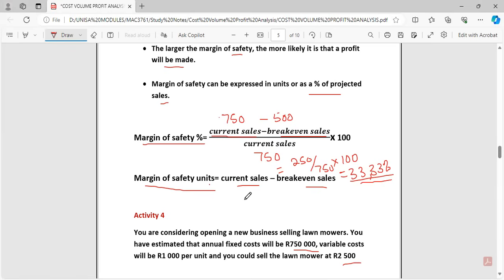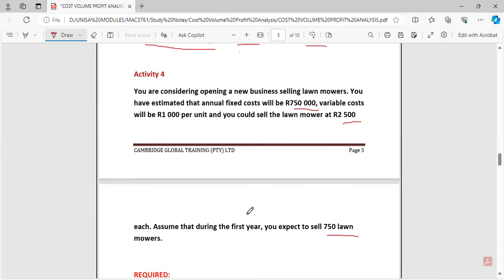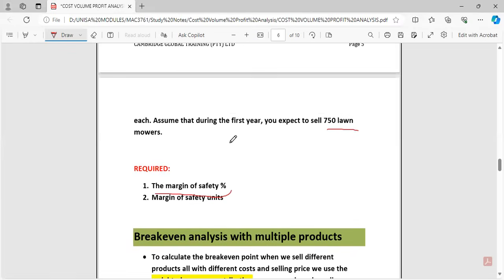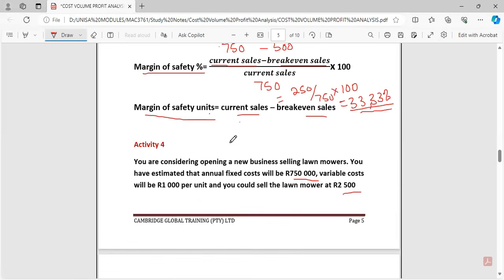Then when they say margin of safety in units, this one is easy. And for your third level, we won't meet all this. We're just doing revision. These questions are for 2601. The questions that we are going to meet when we do our third level is here. This is third level now. Break-even analysis with multiple products. That's your third level. But here we're just trying to revise our 2601 so that we refresh ourselves.